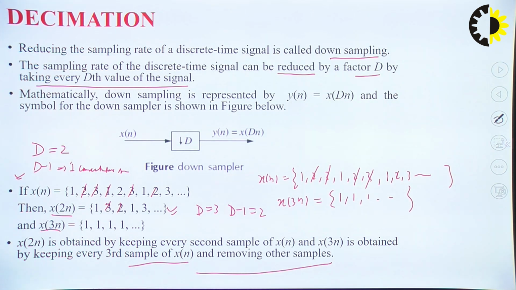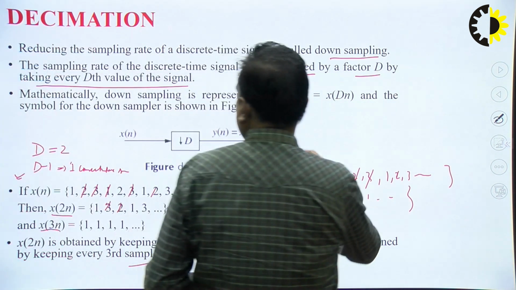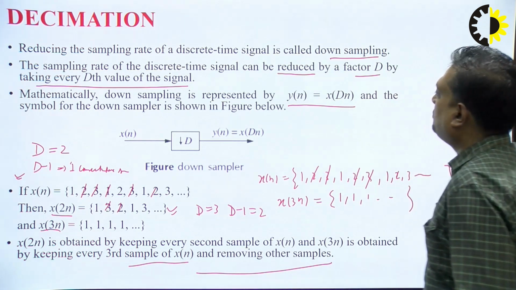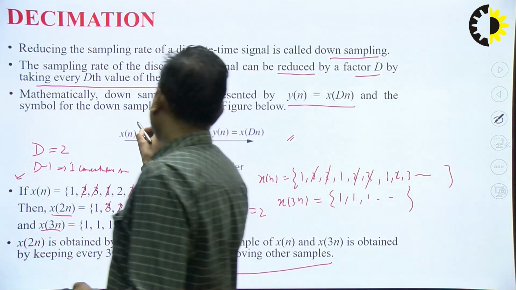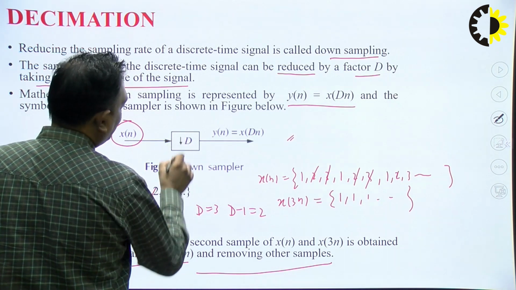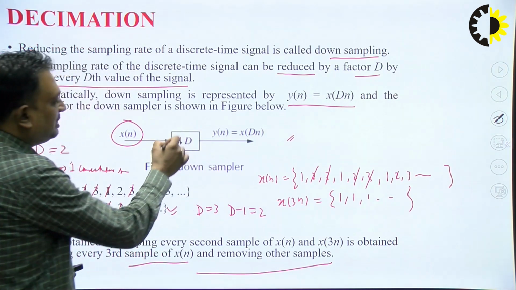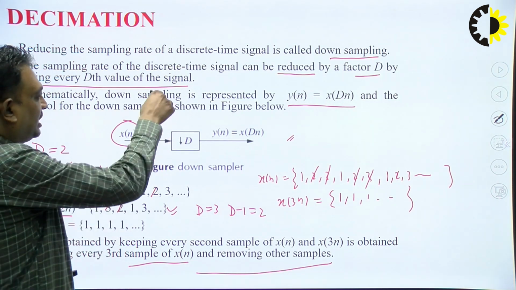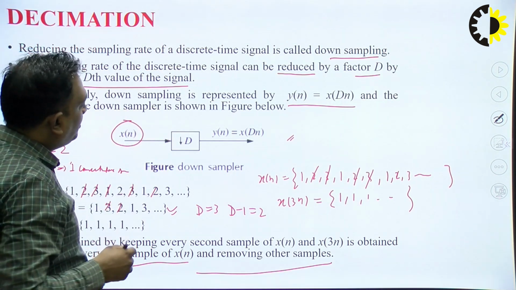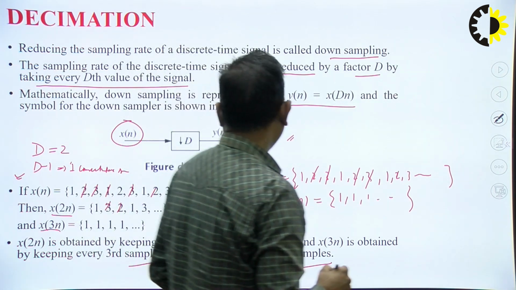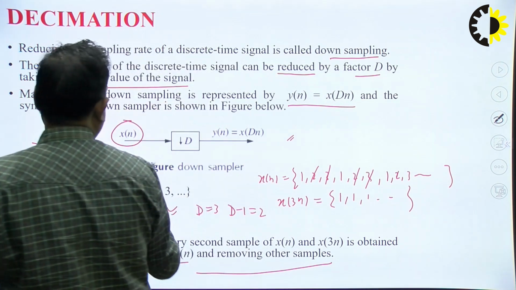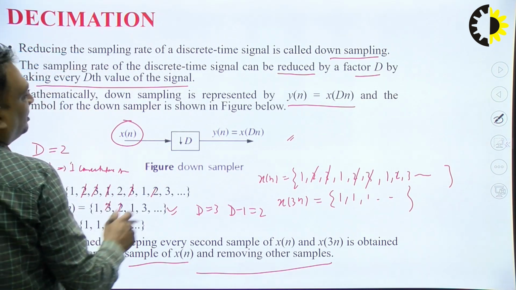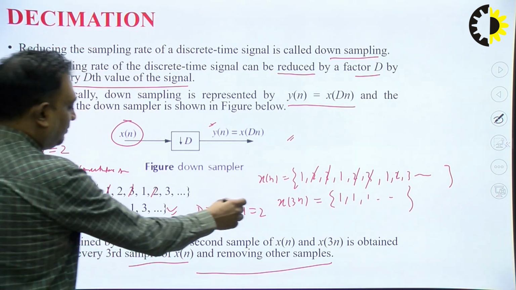Okay. So mathematically downsampling, as we have seen, is represented as y[n] equals x[Dn], where D is capital D, and the symbol for the downsampler is shown in this figure here. So if input sequence x[n] is passing through a downsampler, this is the symbol by which we will make a downsampler, an arrow pointing in the downward direction and D written in the block. Okay, so this is the downsampler. So if we take our original sequence x[n] and pass it through a downsampler, we will get the output y[n], which is of this type.